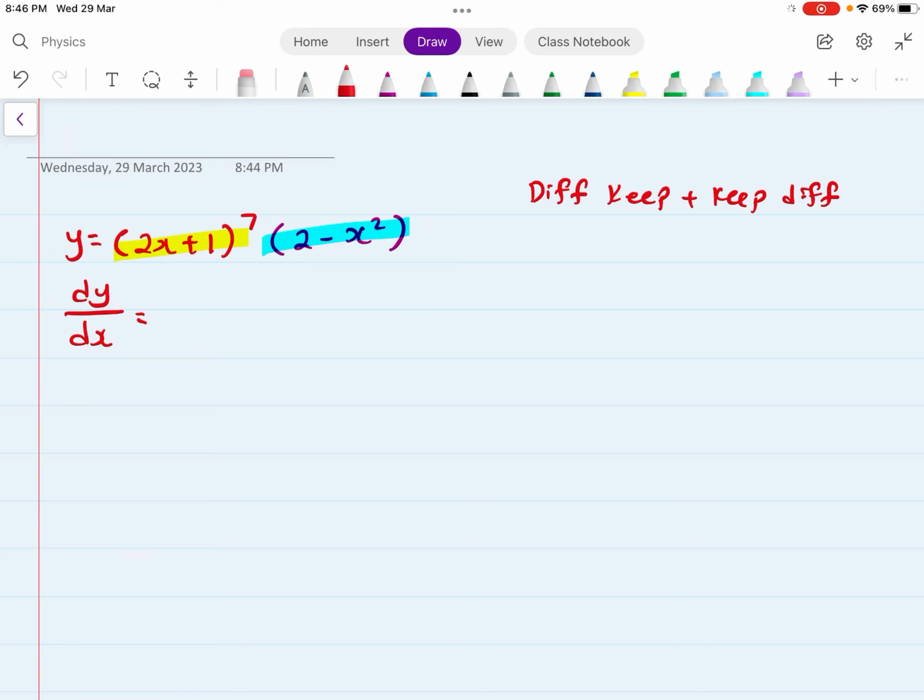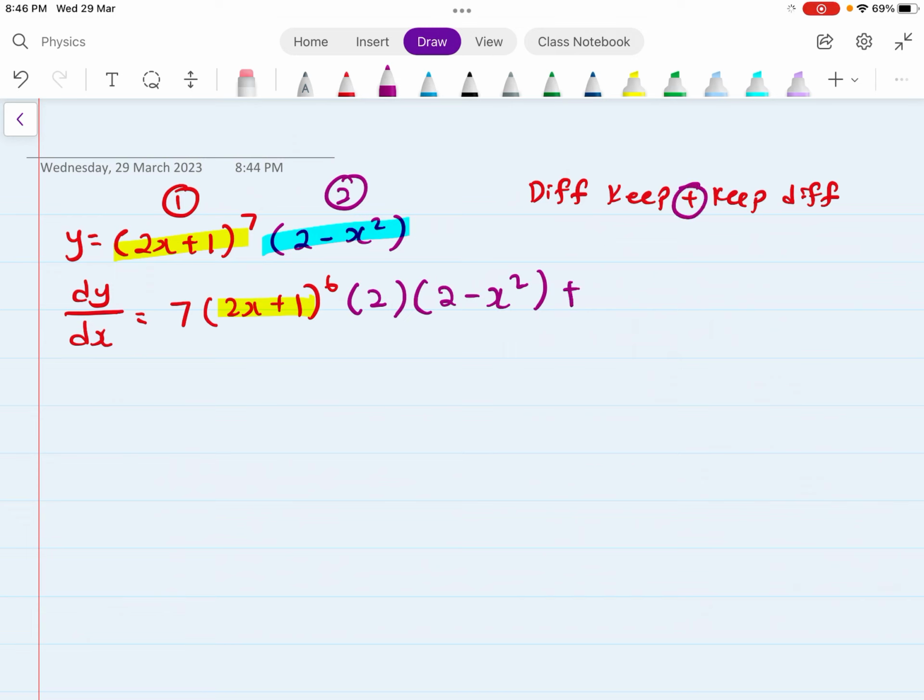If you look at the first term, the red color one, (2x + 1)^7, you differentiate this first. So first you bring down the power 7, then you power minus 1, which is 6. Then don't forget to differentiate inside: you differentiate 2x, you get 2, differentiate 1, you get 0. So that's why I put 2 only. Then don't forget to add in the second. But the second bracket, don't do anything because you keep. So you just put it like that. Then you always add a plus sign.